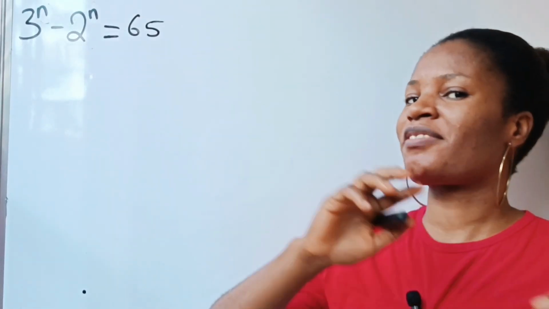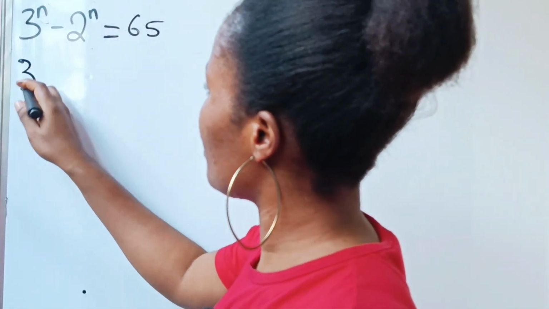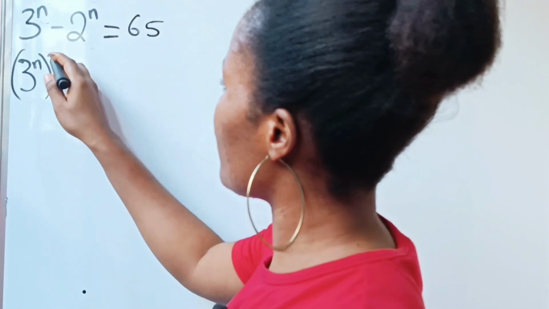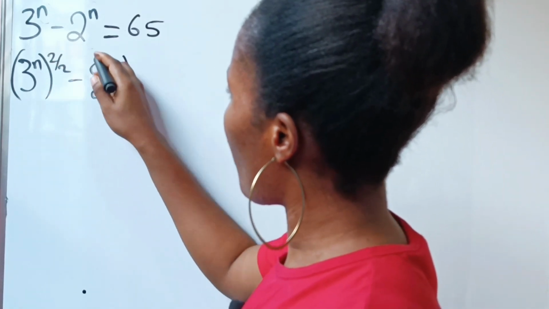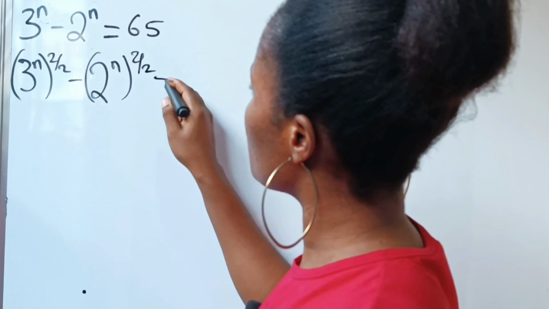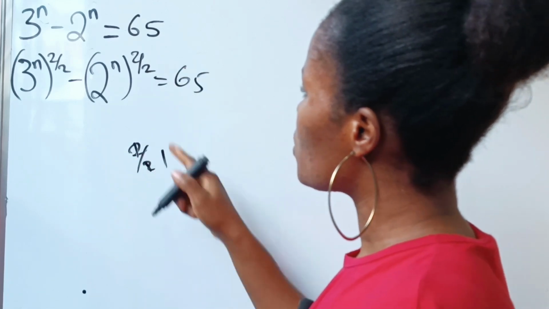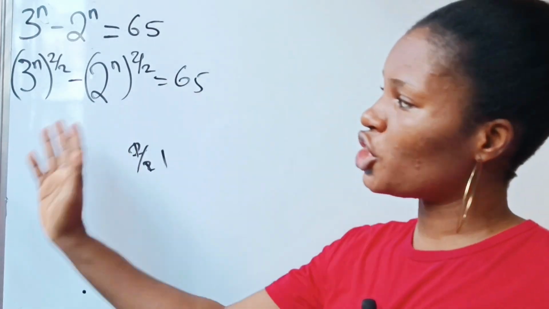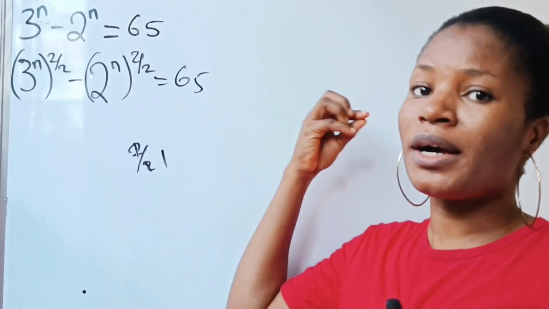Let's quickly solve for the value of n. Now, first of all, I want to introduce something here. I want to raise this to the power of 2 divided by 2, and this also to the power of 2 divided by 2. When I raise them to the power of 2 divided by 2, that is 1, and 1 multiplied by anything is still that same thing. So I've not really changed anything by introducing that power of 2 divided by 2.